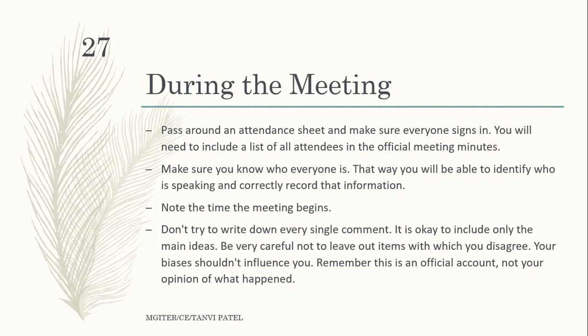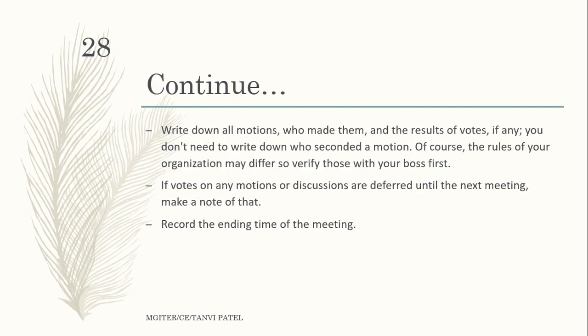You will need to include a list of all attendance in the official meeting minutes. Make sure you know who everyone is. That way you will be able to identify who is speaking correctly and record the information. Note the time the meeting begins and the time when the meeting is closed. Write down all motions, who made them, and the results of votes if any. If votes on any motions or discussions are deferred until the next meeting, make a note of it. Record the ending time of the meeting.